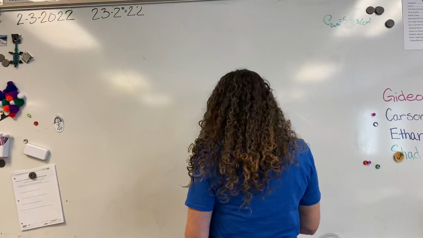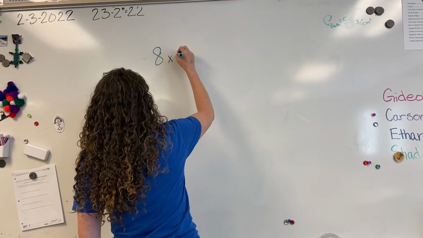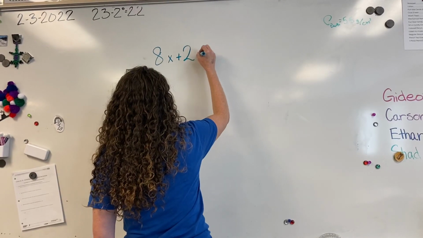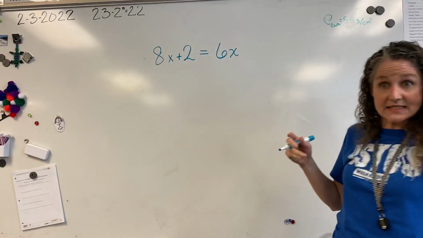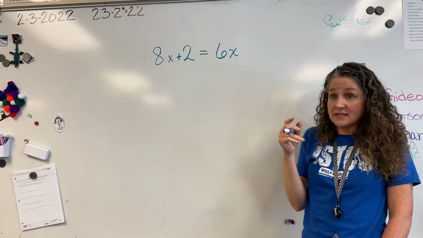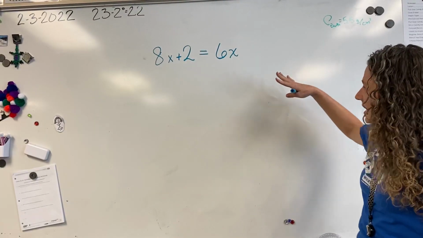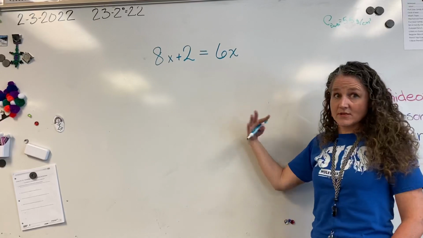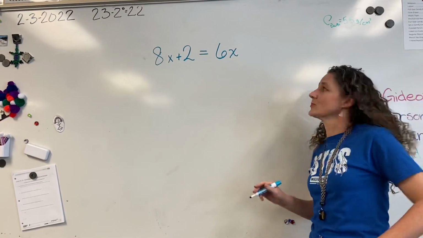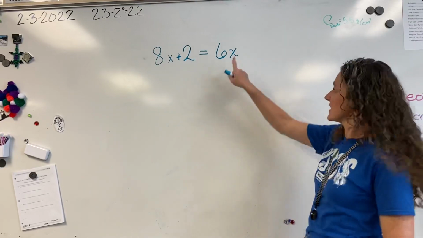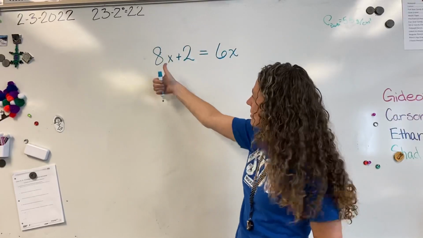Okay. What if I have 8x plus 2 equals 6x? Can I deal with this? I can deal with this, okay? So now, I want to get my x's on one side and my numbers on the other, and I don't want them to be together. So which one does it make sense to bring the x's over to? Because I have x's over here, I have x's over here, and I need to get them together. So do I bring them this way or this way?